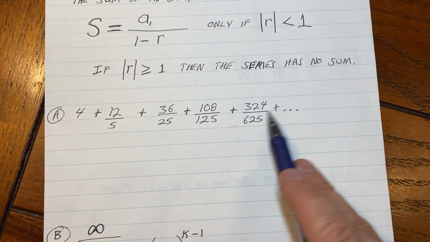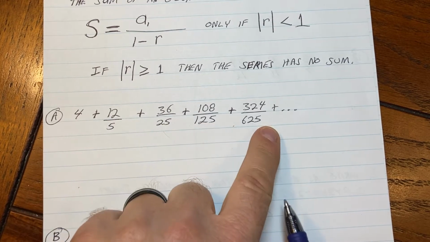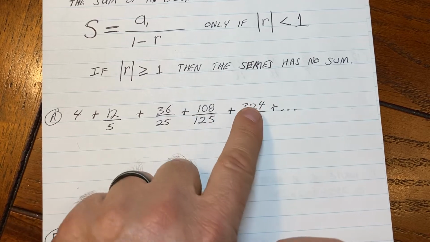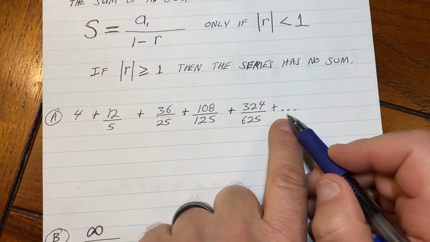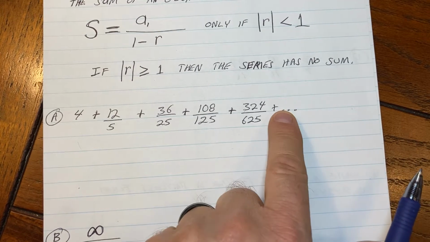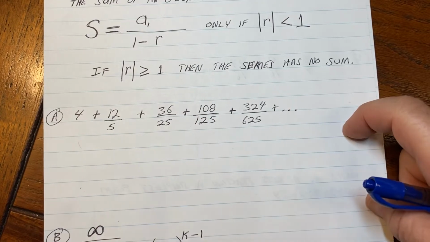Well, here's a series right here. There's a sequence, these numbers, there's a pattern there. We're adding them together, that means it's a series. And now at the end of this, when it has these three dots, the ellipses, it means the pattern goes on forever. That means it's an infinite geometric series.